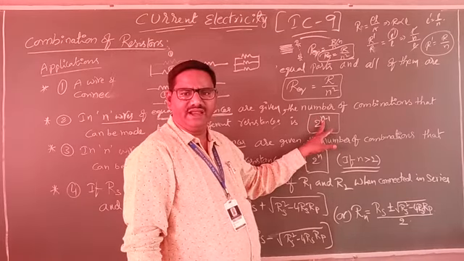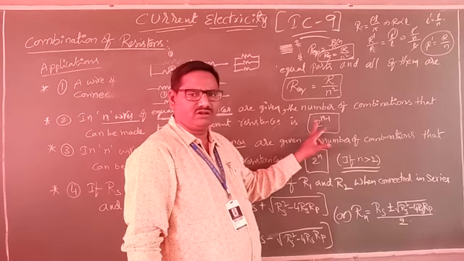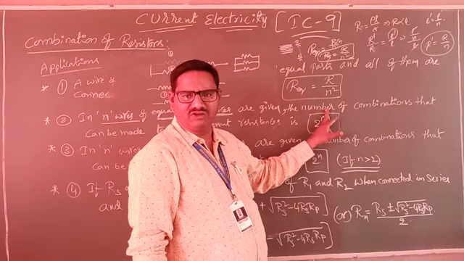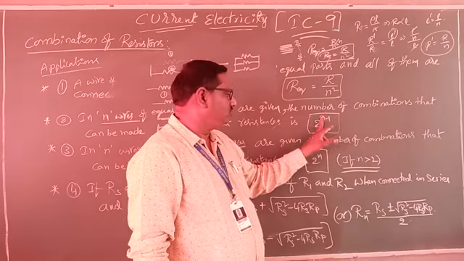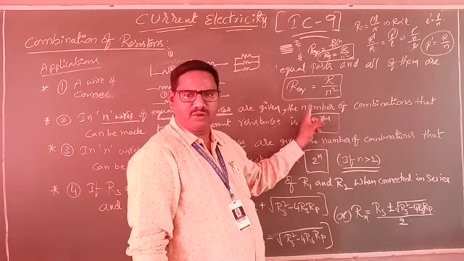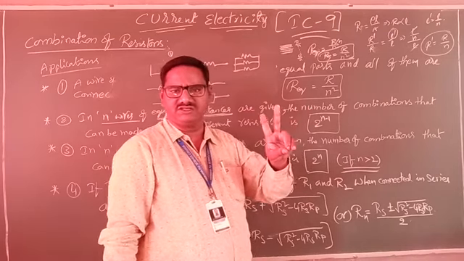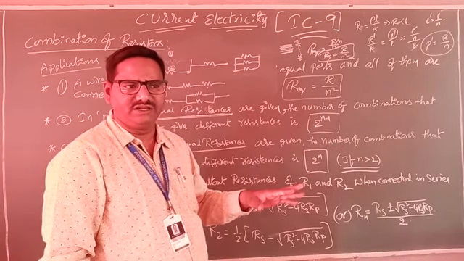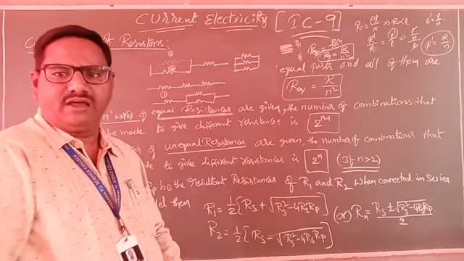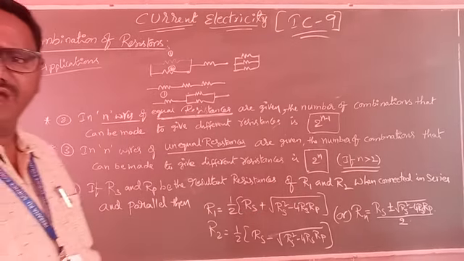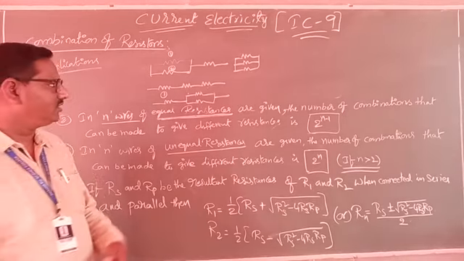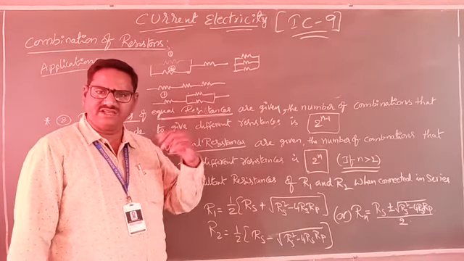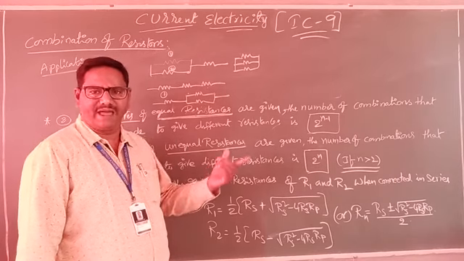If you write here 2 power 2 minus 1, how much is it? 2 minus 1 means 1. Clear? So 2 power 1, that is 2 combinations. One is a series combination and one more is a parallel combination. If you have 2 wires connected, combinations are only 2. Either the 2 wires are in series or the 2 wires are in parallel.